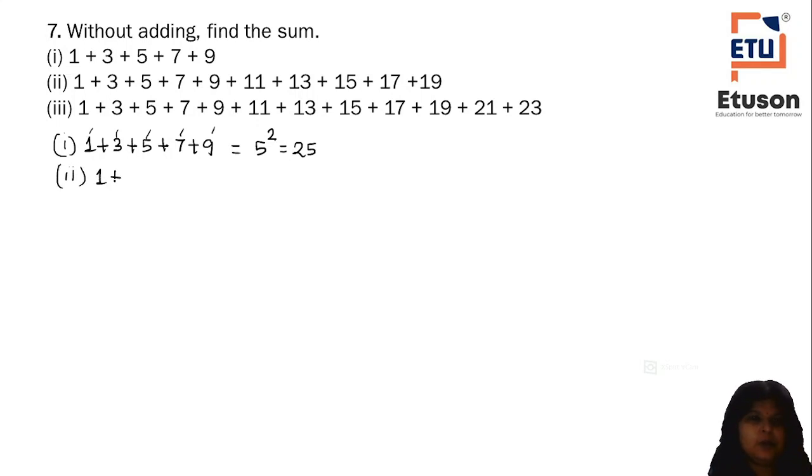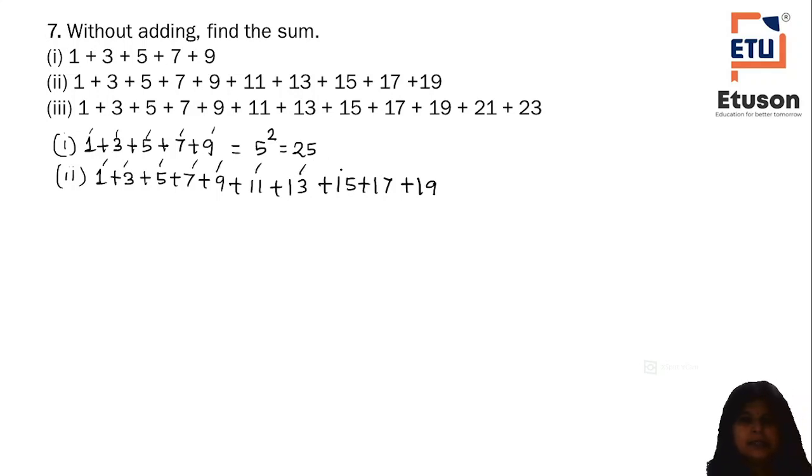So similarly, let us go to the next bit. Just count how many numbers you have. So 1 plus 3 plus 5 plus 7 plus 9 plus 11 plus 13 plus 15 plus 17 plus 19. So how many numbers you have? 1, 2, 3, 4, 5, 6, 7, 8, 9, 10. Right? So you will have 10 square, that is 100. Correct or not?